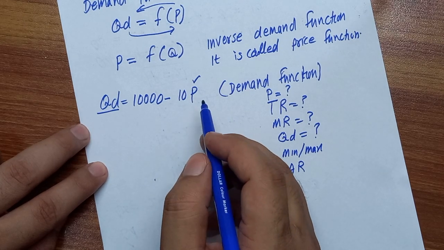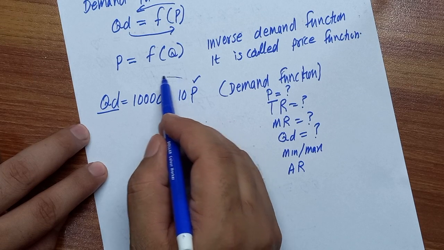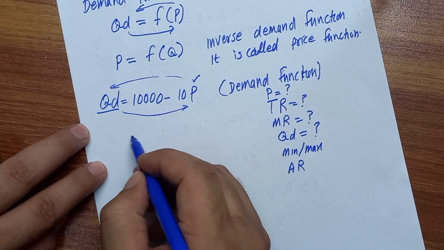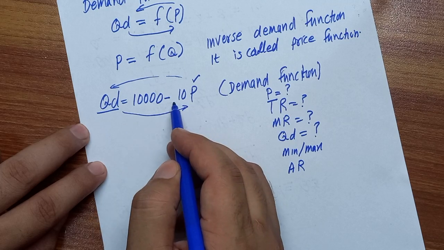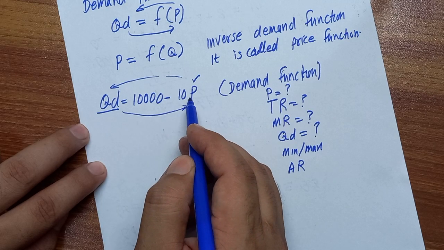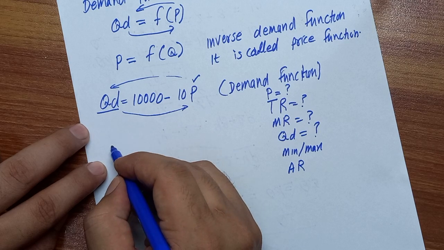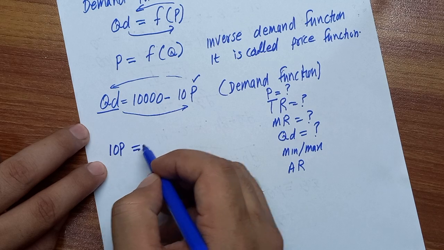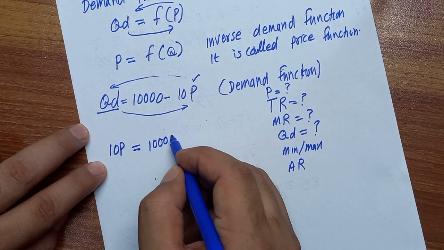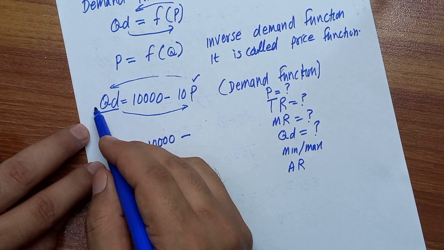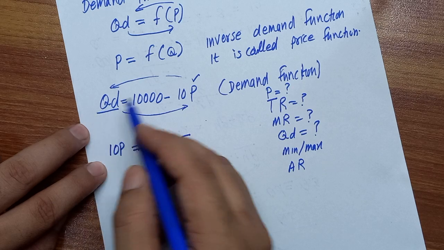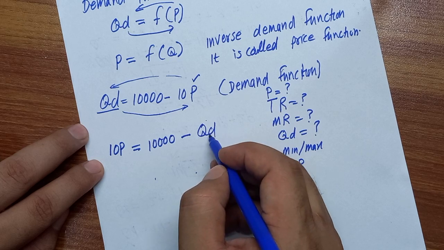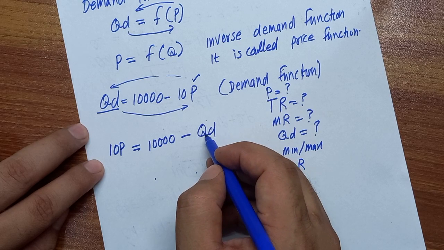So for the price function we will inverse it. So here we have minus 10p. When we shift to the other side, we will get plus 10p is equal to 10,000, and we have plus QD, so here it will be minus QD. So instead of QD we can also write only Q here.